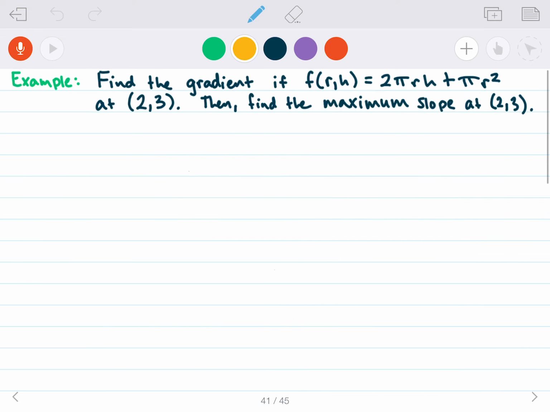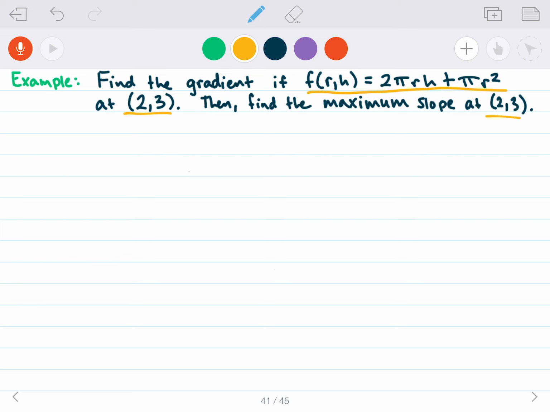Okay, let's go ahead and do another example. I think this was one in your textbook. So we have this function f(r, h), a two variable function defined by 2 pi r h plus pi r squared, and we're interested in the point (2, 3). We want to figure out the gradient, so we want to figure out the direction that the tangent line should point for maximum slopage. I think I just made that word up, slopage. But anyway, you guys hopefully see what I'm trying to say. Where should that tangent line point for maximum slopage? And then we actually want to find the maximum slope by finding the magnitude of the gradient vector.